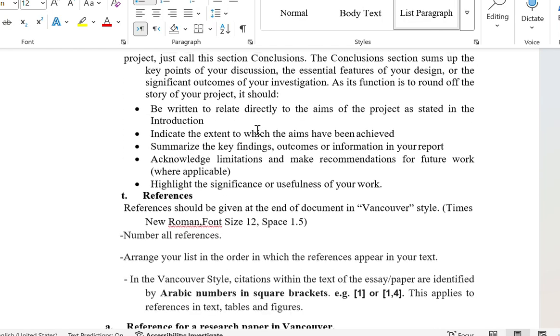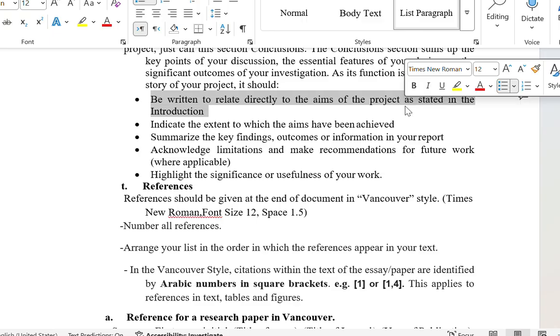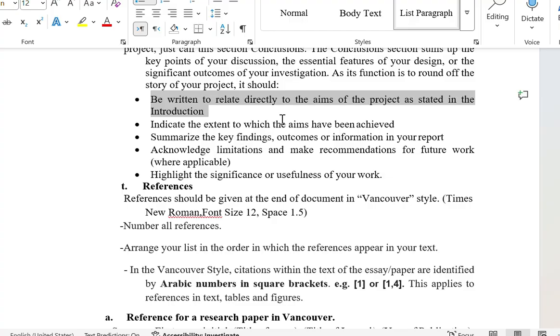Then comes the conclusion. The aims and objectives of your thesis should all be addressed and answered in your conclusion. Okay, so you can open your aims and objectives and answer them all one by one in your conclusion. Indicate the extent to which the aims have been achieved. If they were all achieved, yes, you have to mention that. Summarize the key findings and outcomes, and highlight the significance of your results. The last line should be impactful. Okay, that's it.